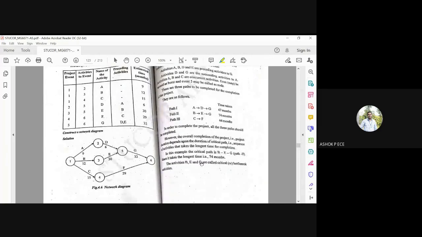Construction of network diagram. See this network diagram. The following information is given. The project event is given. The activities are given. The name of the activity is given. The preceding activity is given; preceding means what should be done before that. The estimated time is given in months. So you see how we are going to draw from one.